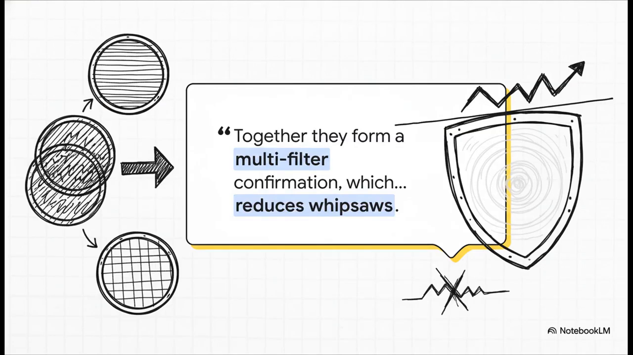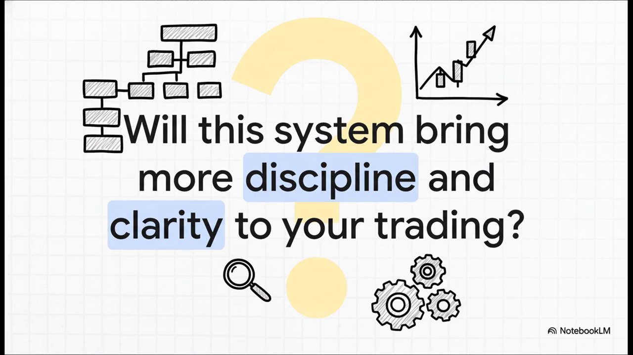You know, this quote from the source material just nails the whole philosophy of this strategy. It's not about finding some magic indicator. It's all about using several logical filters together, as a team, to improve the quality of your signals and seriously reduce those annoying market whipsaws. So as we wrap this up, the real question to think about is this. Could a structured, checklist-based system like the one we've just gone over bring more discipline and a lot more clarity to your own trading?